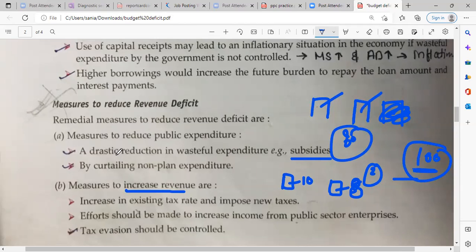Okay, so what will the government do? Government will reduce it. Earlier the government was giving a 5 rupees subsidy, but now the government will be giving a 2 rupees subsidy, because I am already in trouble. I don't have any money, so I will do this.